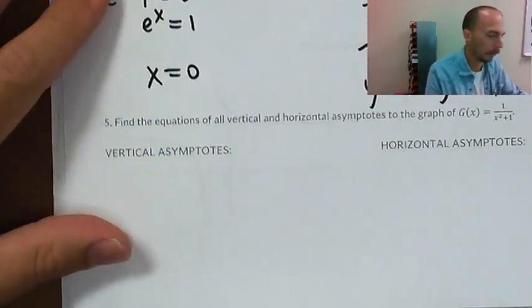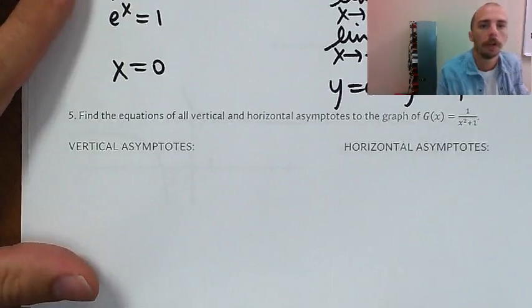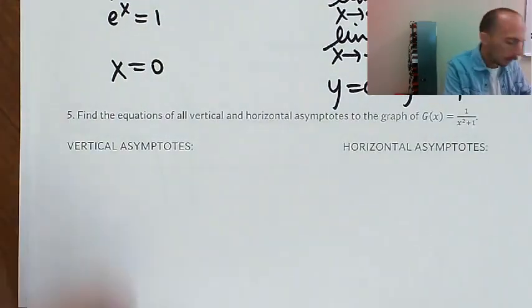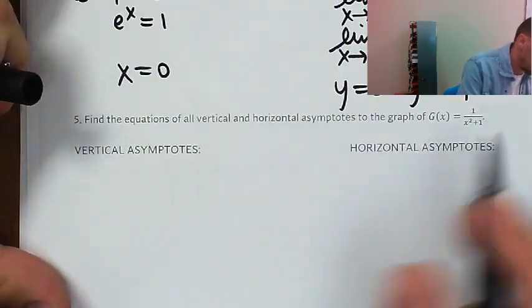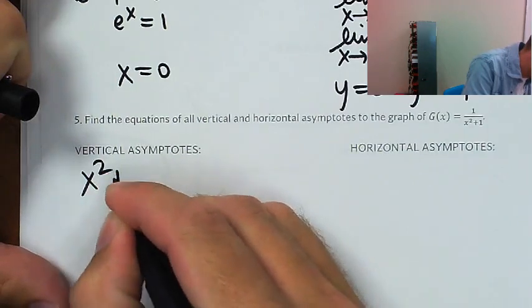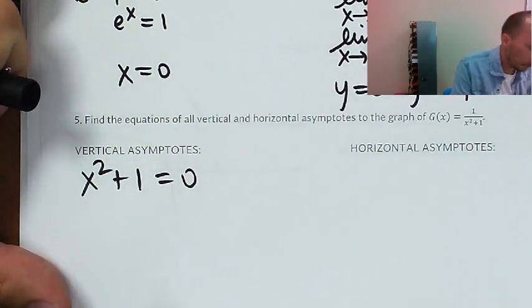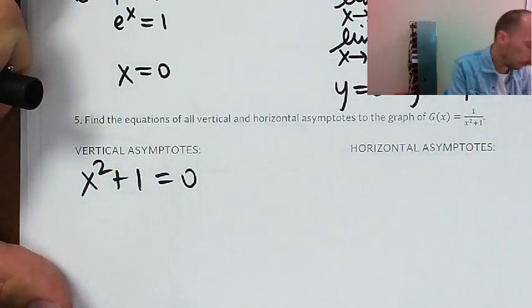Right, and then this next one here. Oh, we're going to do the same thing. So we're going to grab the denominator, and we're going to say, okay, vertical asymptotes caused by division by 0. Where is the denominator equal to 0? Okay, x squared plus 1.